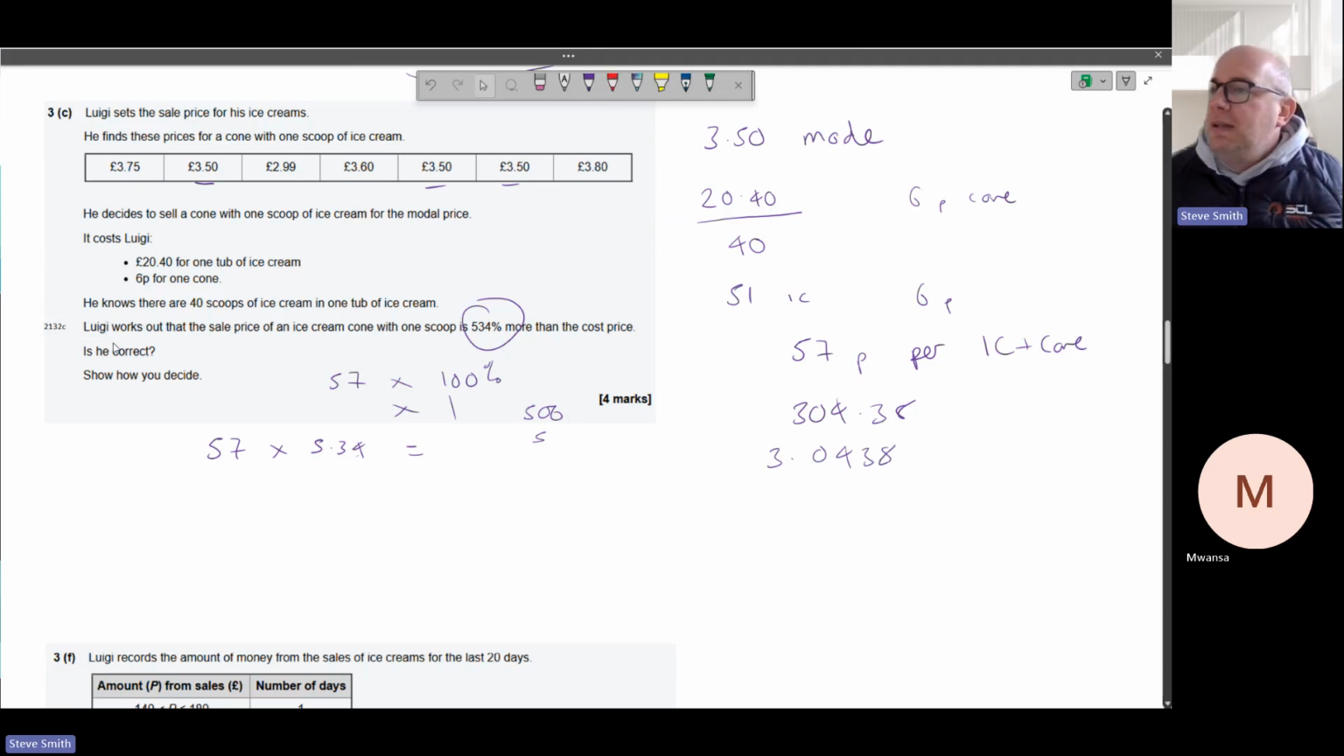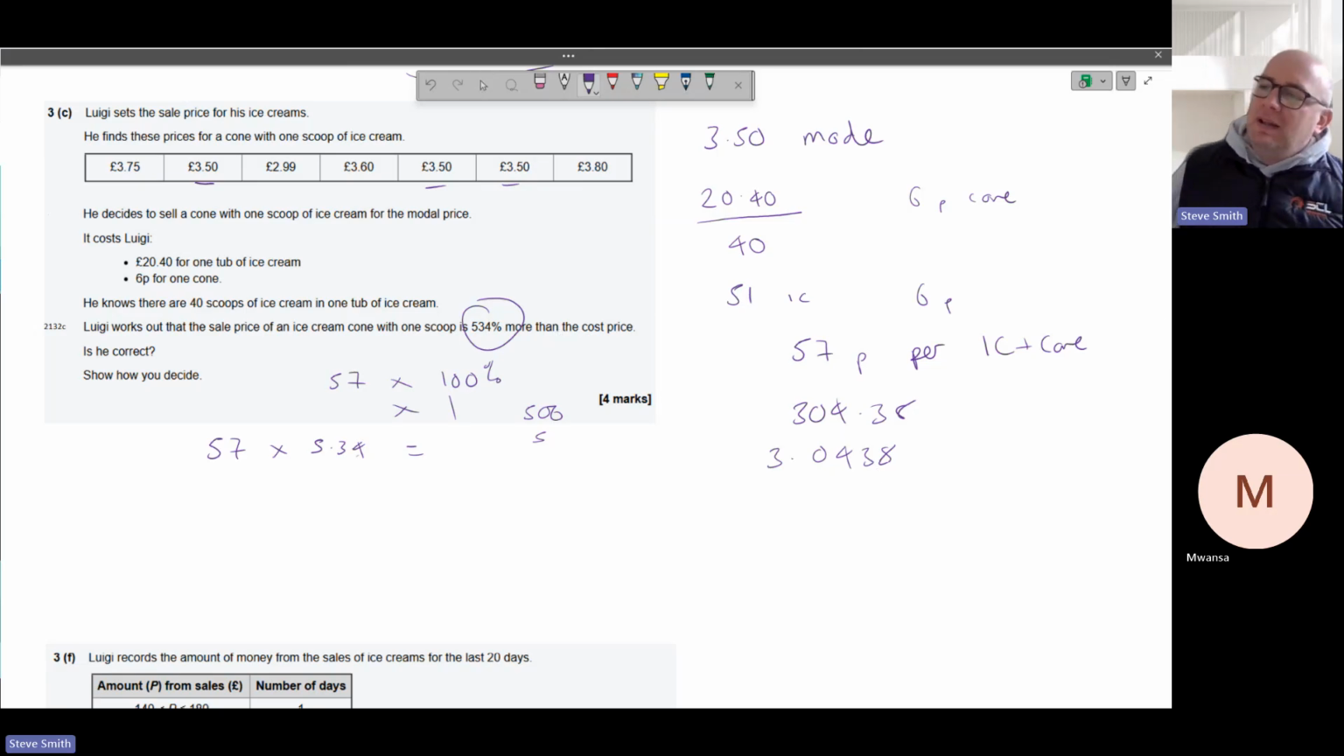So he says Luigi works out the sale price of an ice cream cone with 1 scoop is 534% more than the cost price. Is that true? I mean, it is, but it isn't. This is what bugs me about this question, because normally you get more than, equal to, or less than.